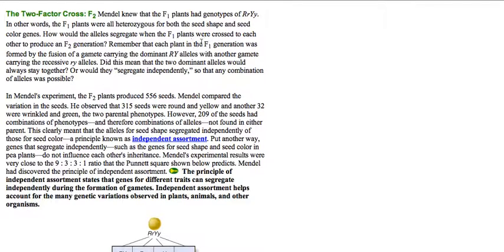Remember that each plant in the F1 generation was formed by the fusion of a gamete carrying the dominant RY alleles with another gamete carrying the recessive ry alleles. Did this mean that the two dominant alleles would always stay together, or would they segregate independently so that any combination of alleles was possible?